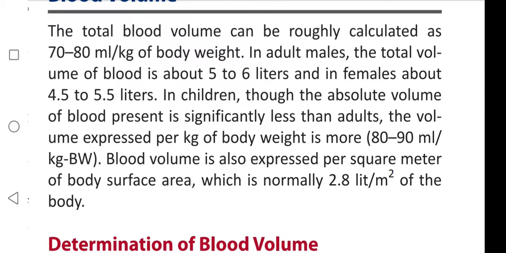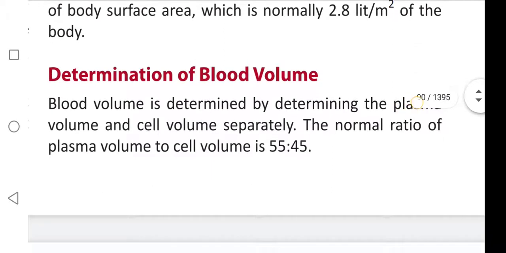And blood volume is also expressed per square meter of body surface area, which is normally 2.8 liters per meter square of the body. Coming to determination of blood volume. Blood volume is determined by determining the plasma volume and cell volume separately. The normal ratio of plasma volume to cell volume is 55 is to 45. Okay, plasma volume is 55% and cell volume is 45% when compared with 100%.